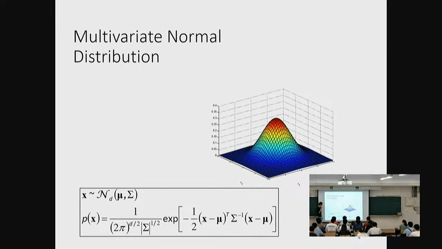Now my X distribution is a d-dimensional Gaussian distribution with two sets of parameters: one is a vector of means, another is a covariance matrix. So the PDF now becomes this particular form: 1 over 2 pi to the d over 2, times the determinant of the covariance matrix to the square root, times the exponential of minus 1/2 times (x, the feature vector, minus the mean vector) transpose, times the inverse of the covariance matrix, times (x minus the mean vector).